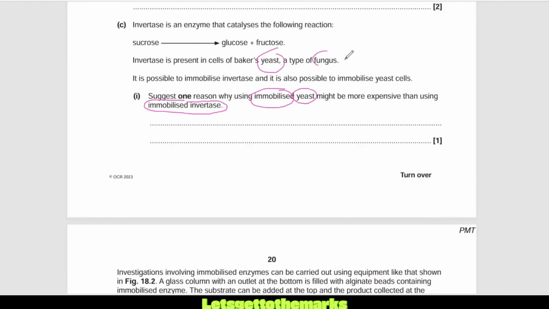Yeast is a fungus. And what does that mean? Well, it's a living thing. Although enzymes are biological molecules, they're not actually alive. They don't respire. So living thing, or in biology, we call them an organism. So let's put that down.